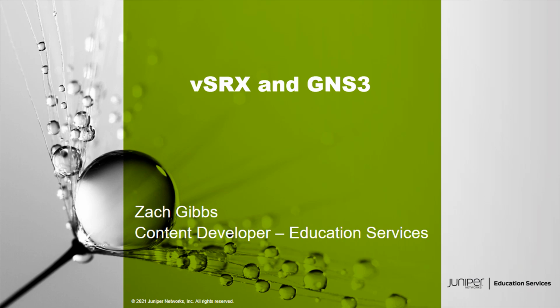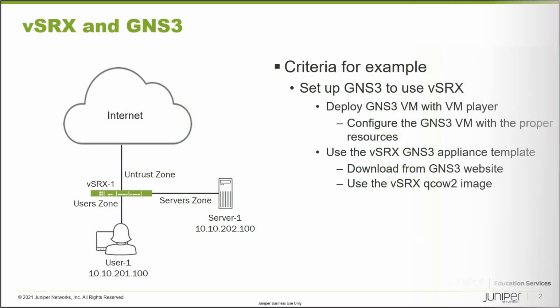And today we will be going through the vSRX and GNS3 Part 1 Learning Byte. All right, so in the topology we have a few different devices. We have vSRX1, which is the vSRX that we'll be using with GNS3. And then we have user1 that uses that IP address and connects in on the user zone. And then we have server 1, which uses that IP address and connects in on the server's zone. And then vSRX1 connects to the internet on the untrust zone.